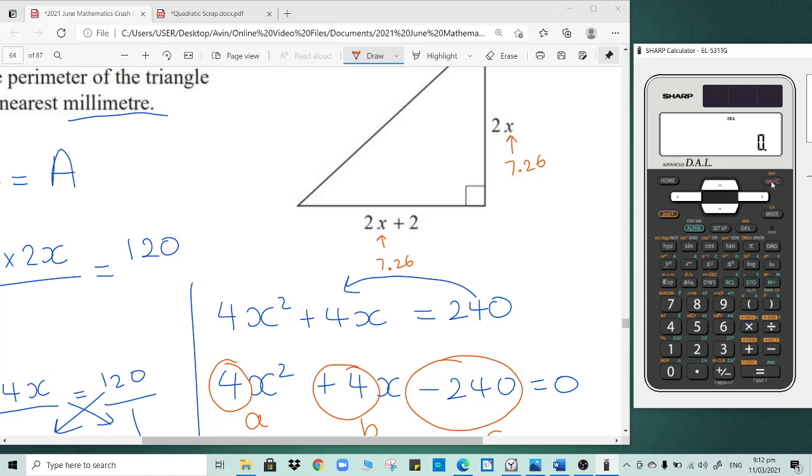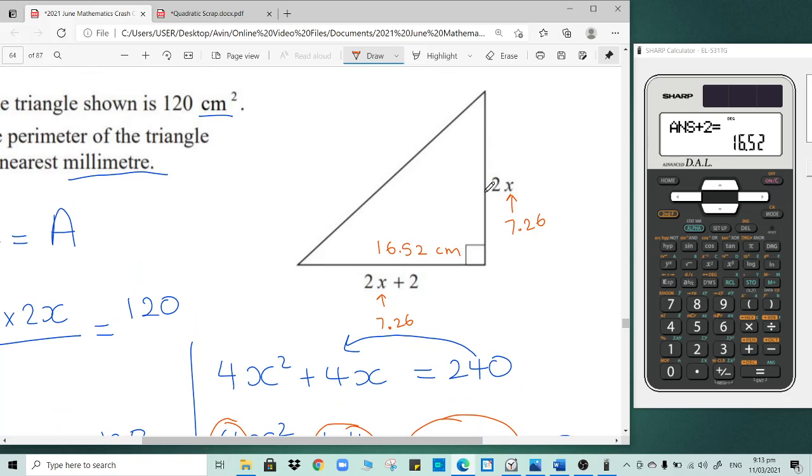2, we clear this, good. 2 multiplied by 7.26, press equal, plus 2. So this side here is 16.52 centimeters. And over here is just 2 multiplied by 7.26. So over here would be 14.52. Alright?